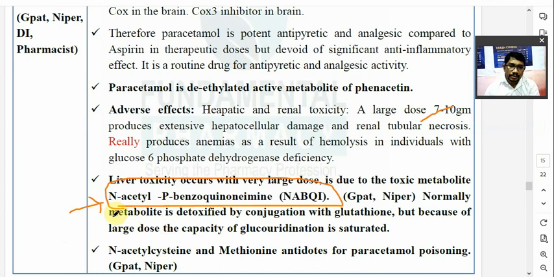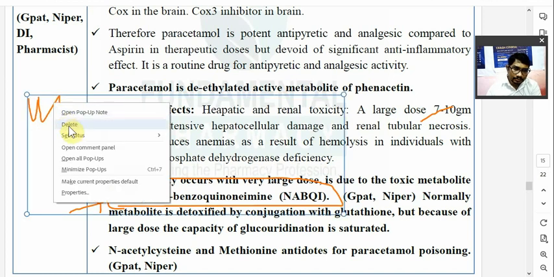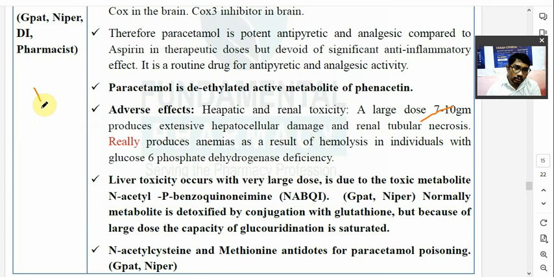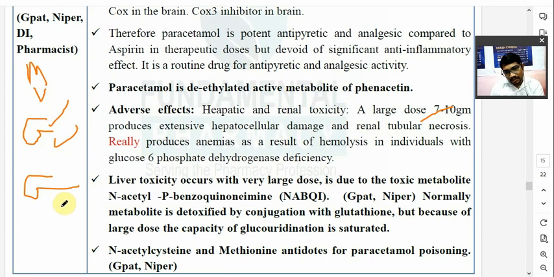Now, this paracetamol is removed or metabolized. Okay, remember, this paracetamol is metabolized by two reactions. First is the glucuronide conjugation, and second one is the glutathione conjugation. So more than 60% of paracetamol is removed by glucuronide conjugation, and the remaining 40% is removed by glutathione conjugation. Remember, glutathione conjugation is also known as a phase 3 metabolic reaction.